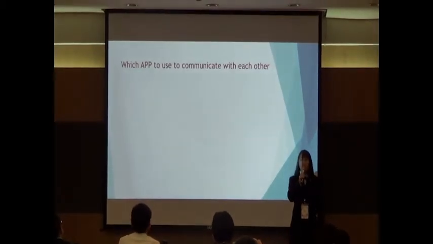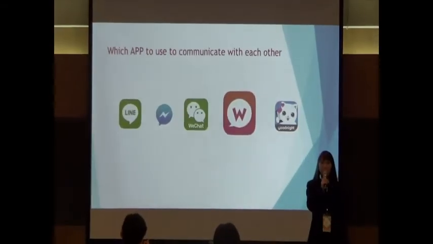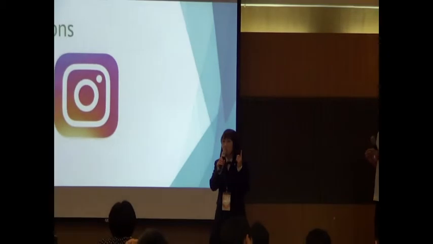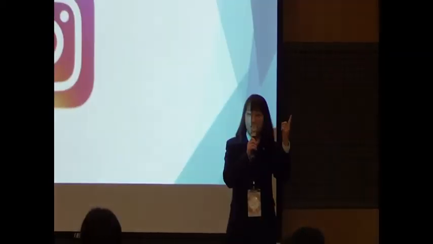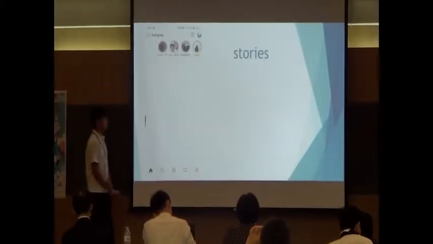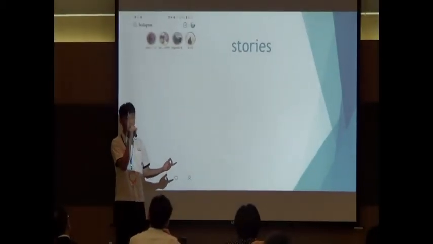Which app do you use to communicate with each other? There are so many apps that can be used to communicate with each other in the world, in our lives. When we talk about communication apps, many people may mention Facebook. But in recent years, there is an app that we use, the modern Facebook. We call it Instagram, IG for short. It has many functions such as stories, story highlights, close friends, and IGTV. This app is popular because of its convenience. When we open it, we can see so many posts from people around the world.